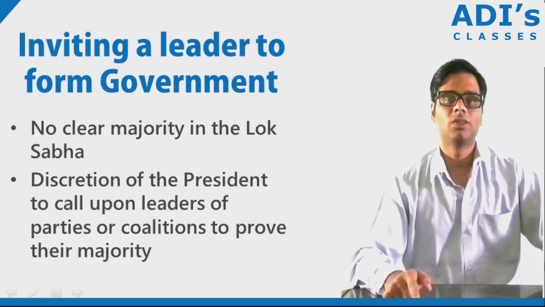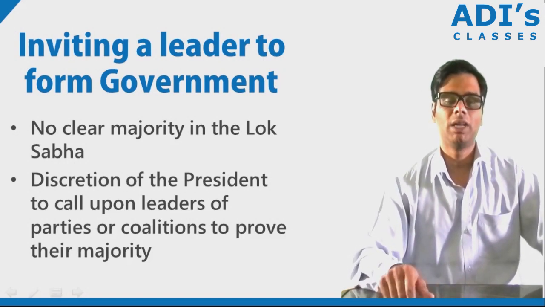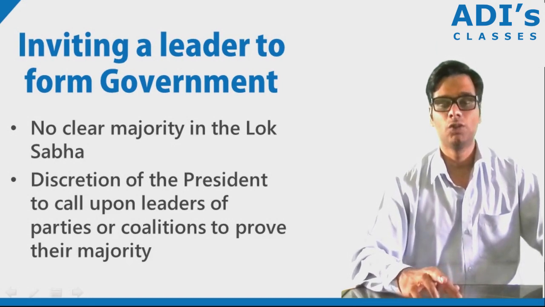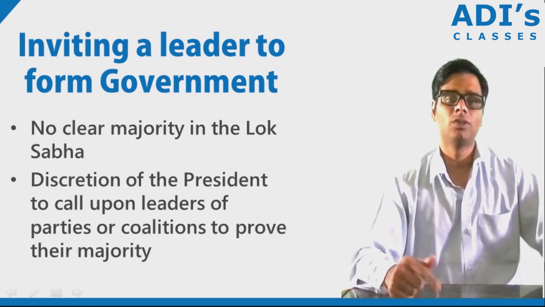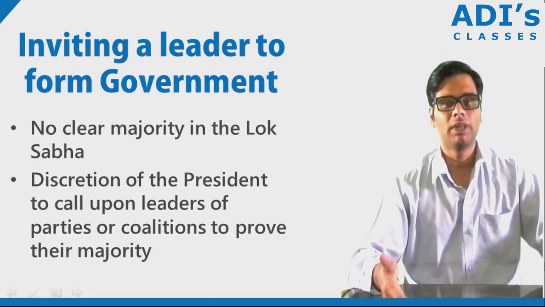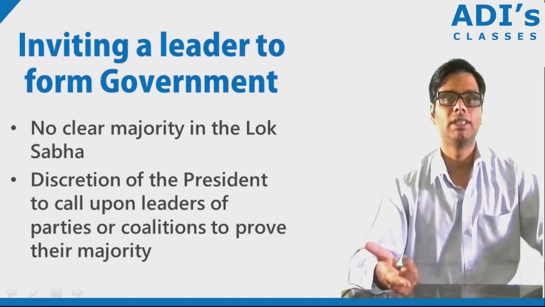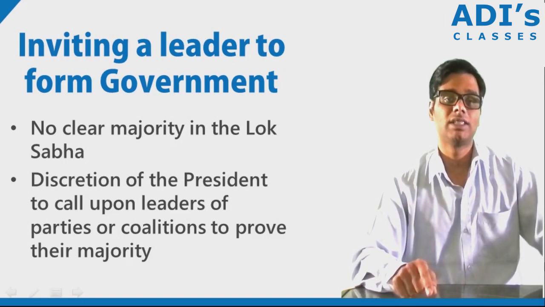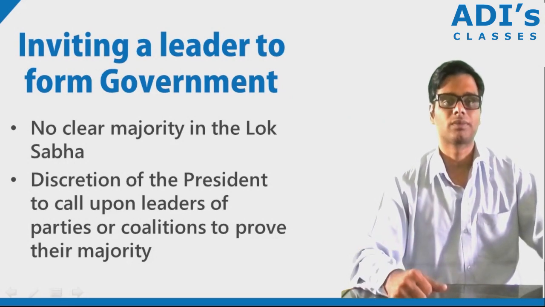Now the President gets to decide whether he calls party A or party B first to form the government. He can choose to call any party, as both the parties do not have a majority. So if he feels that party B has a better chance of forming the government, he can call party B first with 230 seats before party A, which has 235 seats. So this is a discretion that he has.